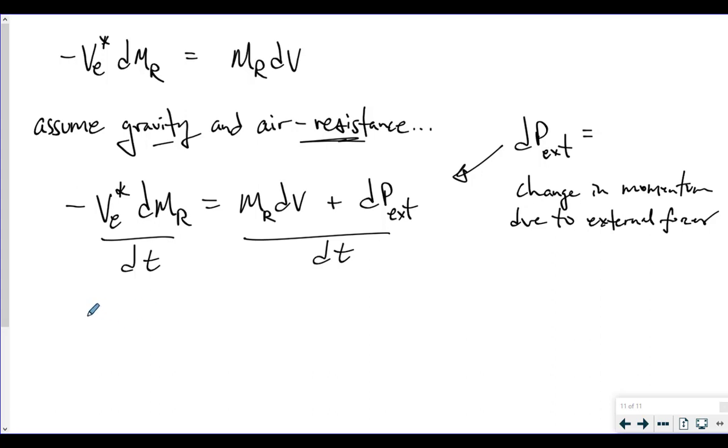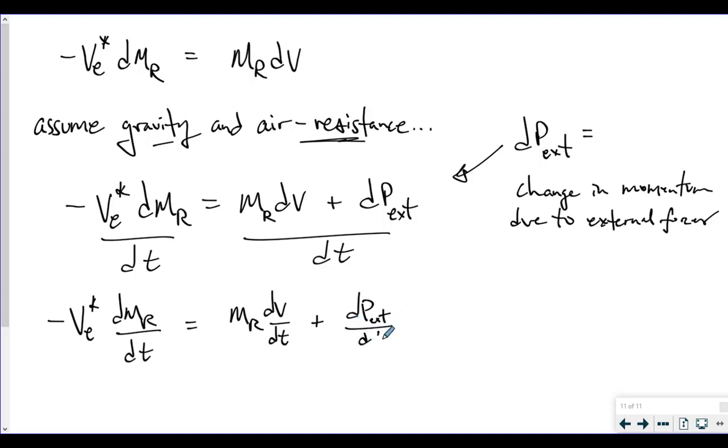So let's write this as this constant negative VE star times some change in the mass of the rocket over time. And this is the mass of the rocket, let's say, times some differential in the velocity over time. I could divide either one of these by time. I'll divide this one by the change in time, plus some change in the momentum due to external forces, divided by some change in time.